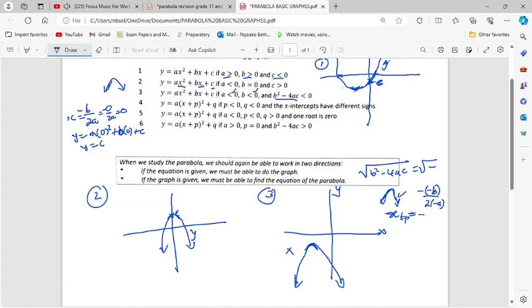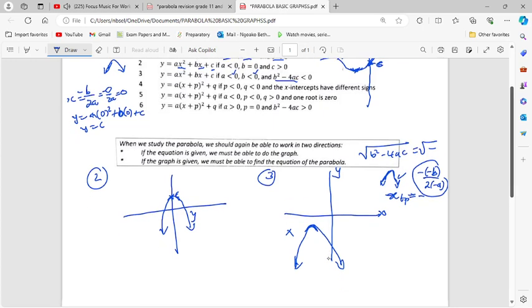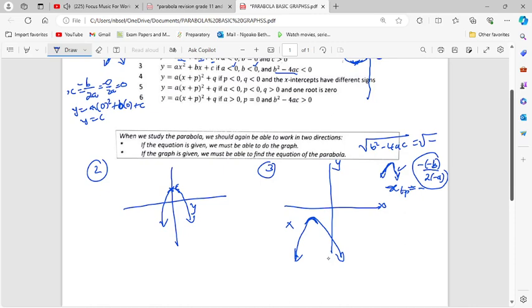Alright, so we followed the shape, we followed the x value at the turning point, and then we followed the part where they're saying there will be no real roots, which means we will not touch the x-axis. Now let's move to number 4.